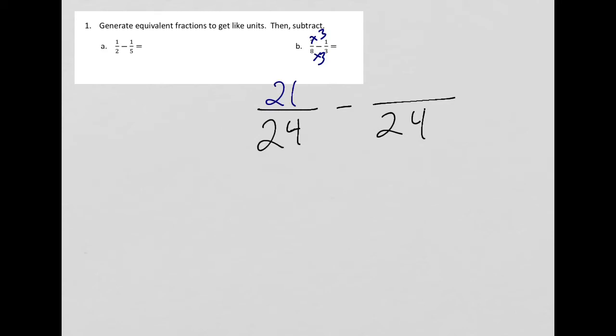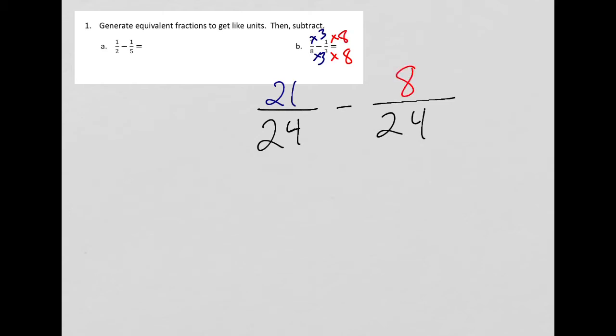Let's look at B. 7/8 minus 1/3. So I know I need to rewrite that as new equivalent fractions with the same denominator, and I can look at my eighths. And I know that each eighth I'm going to split into thirds, which means I'm going to have 24 pieces as my new denominator. So 8 times 3 is 24. 7 times 3 is 21. 3 times 8 is 24. So 1 times 8 is 8.